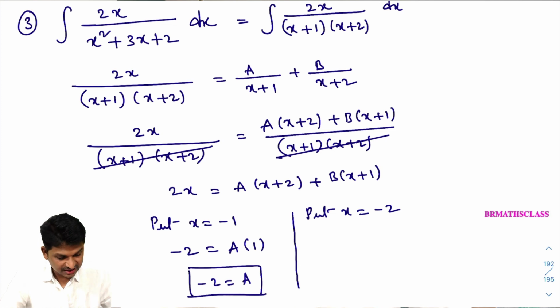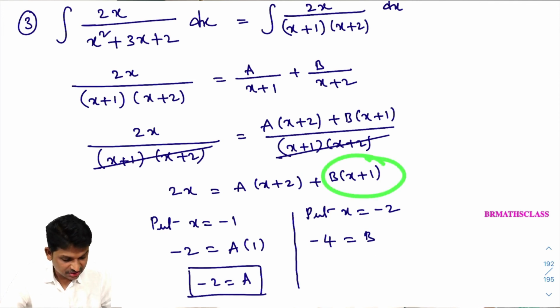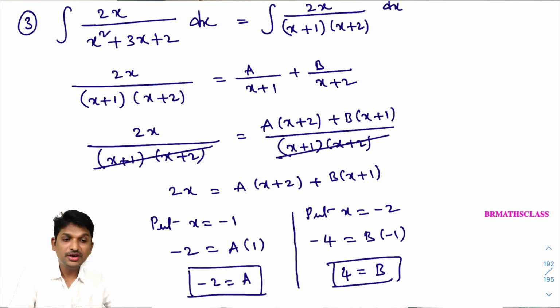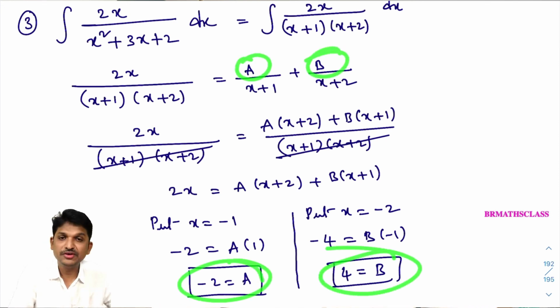2 into minus 2 is minus 4. Minus 4 equal to, putting x equal to minus 2, this term will become 0, b into minus 2 plus 1. Minus 2 plus 1 is what? Minus 1. So b is 4. Very good. So we got this a value and b value.